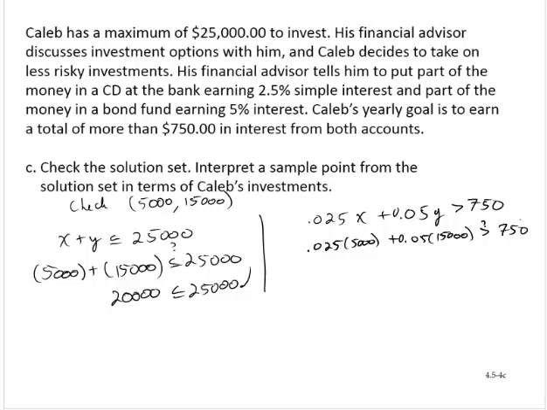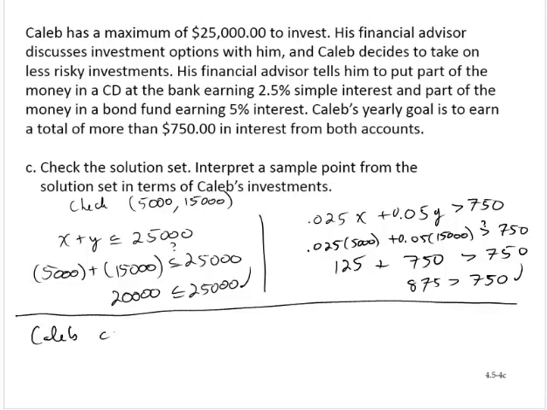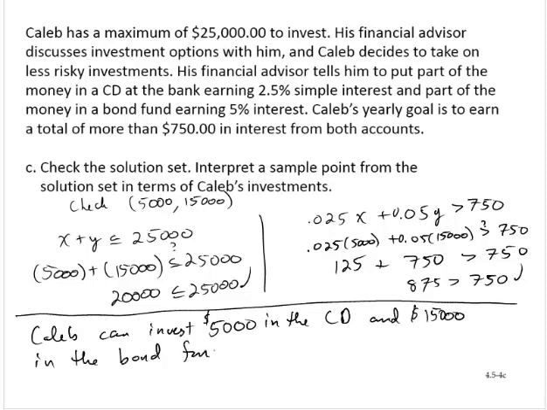0.025 by 5,000 is $125. So if he invested $5,000, he would earn $125 in the CD. And let's see, 0.05 by 15,000, he would earn $750 from the bond. Is that greater than 750? Well, yes. 875 is greater than 750. All right, so one conclusion would be that Caleb can invest $5,000 in the CD and $15,000 in the bond fund to meet both requirements.